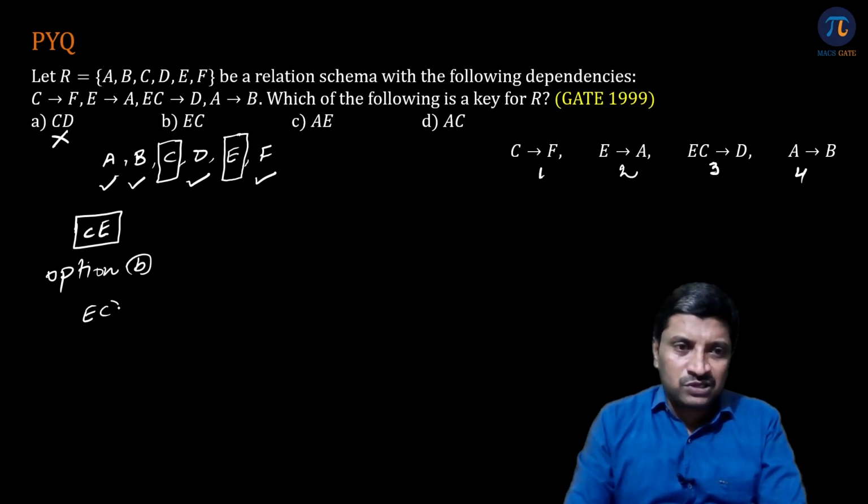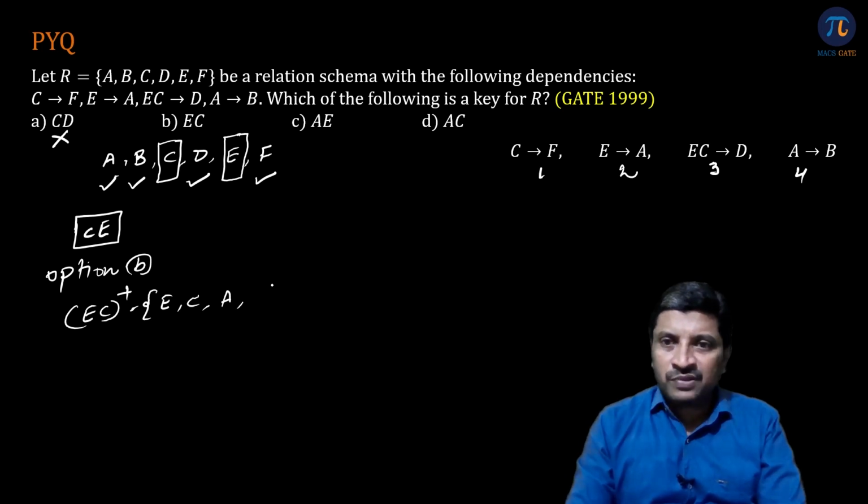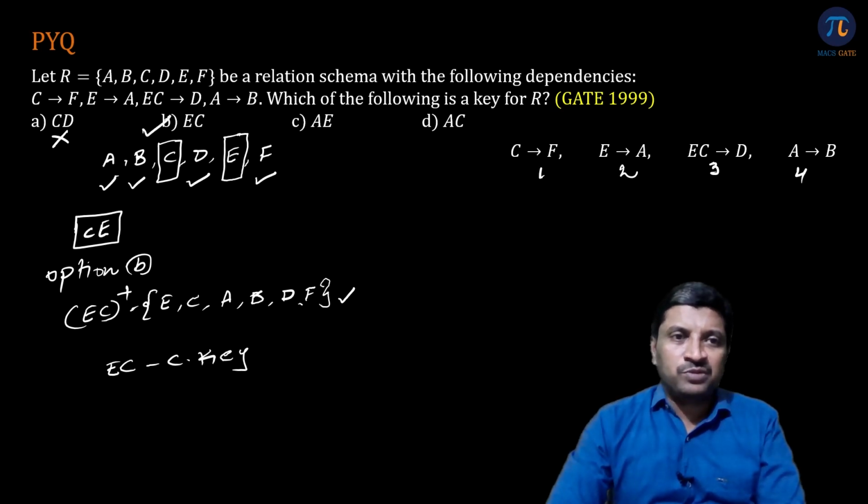EC closure or CE closure. With E comma C, we can get E comma C. Now by using 2, I can get A. Now by using 4, I can get B. Now by using 3, we can get D. By using 1, we can get F. We got all attributes. So E comma C is a candidate key. So option B is our answer.